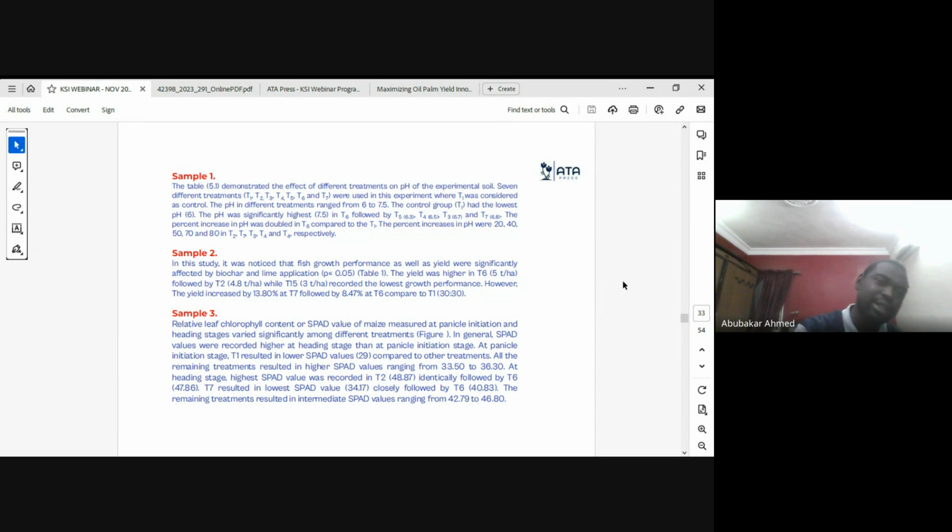Because citing this table is very important. When you say in Table 5.1, it demonstrates the effect of different treatments on the pH of the experimental soil. So we need to look at Table 5, then look at the caption of the table, and look at what the different treatments are. Treatments 1, 2, 3, 4, 5, up to treatment 7 were used in the experiment, where T1 was considered as the control.